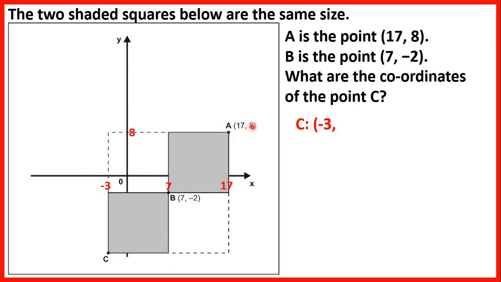We know that the y-coordinate of point A is 8, and the y-coordinate of B is -2. Again, that's a difference of 10, and that makes sense because we know that squares have sides of the same length. So because we have a difference of 10, we'll have a difference of 10 for this square as well. So we need to find 10 less than -2. So on a number line, if we're at -2 and we go back 10, that would take us to -12. So that must be the y-coordinate of point C.